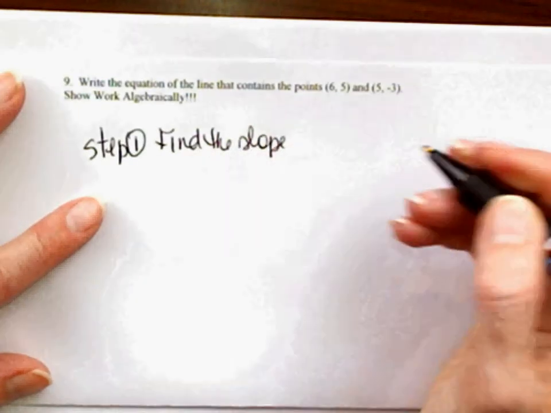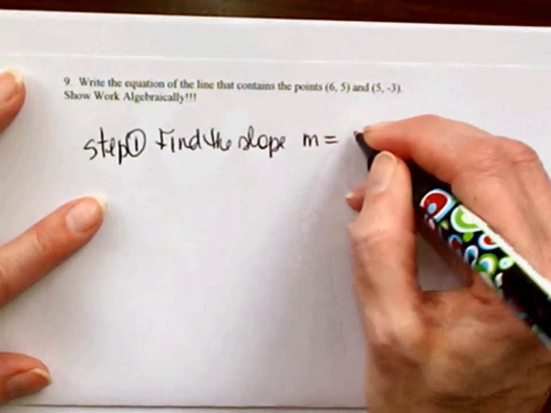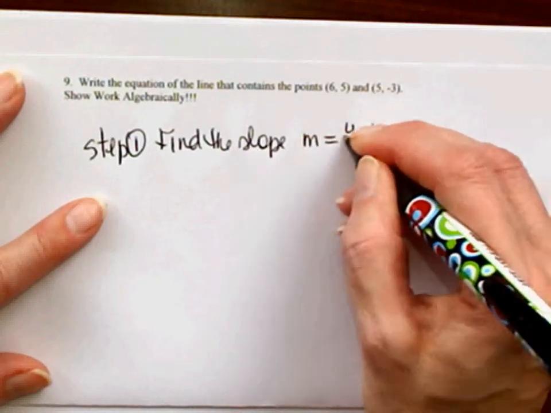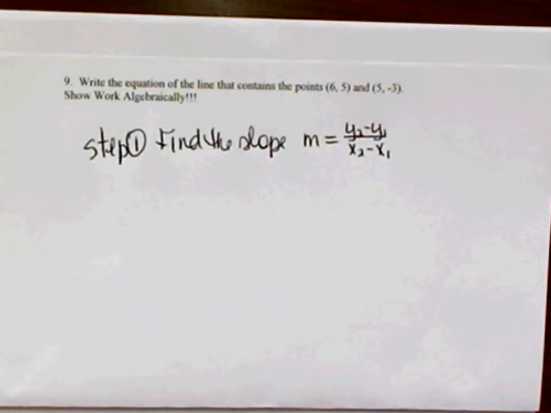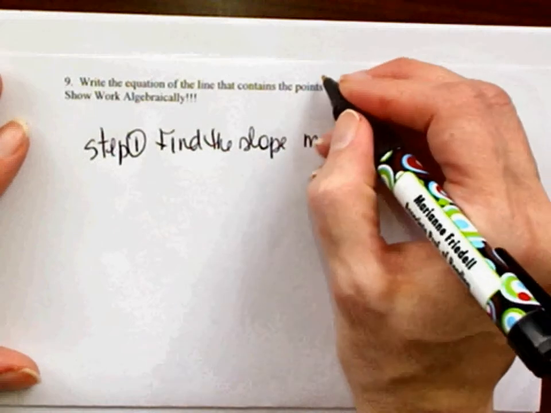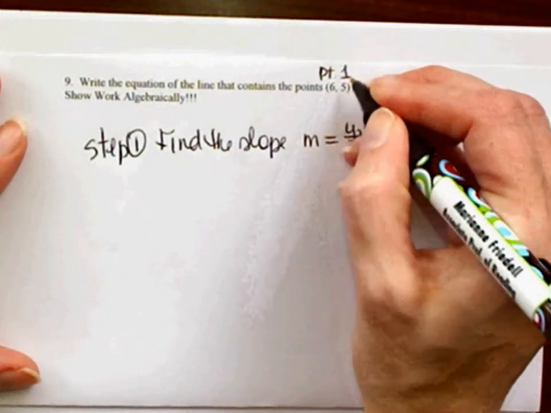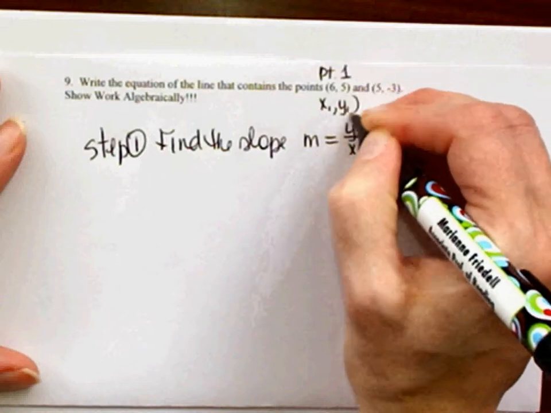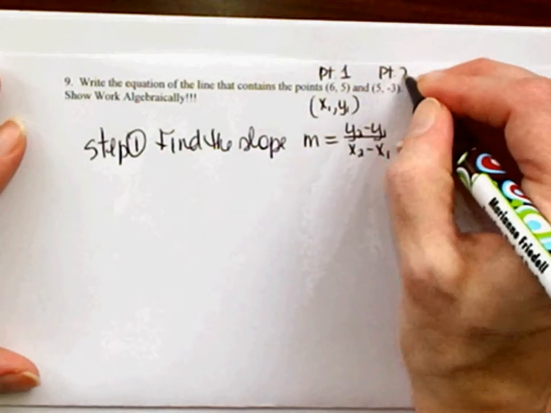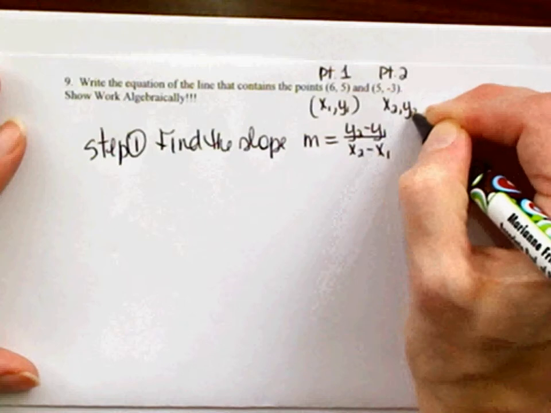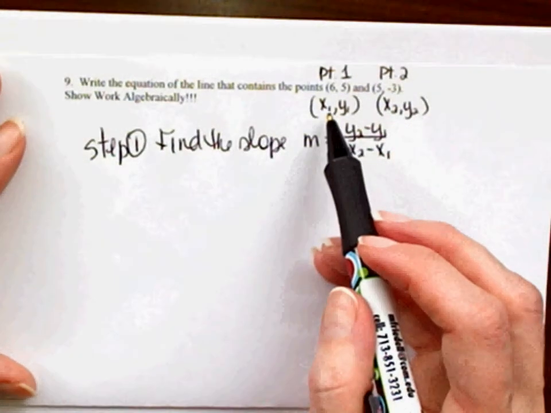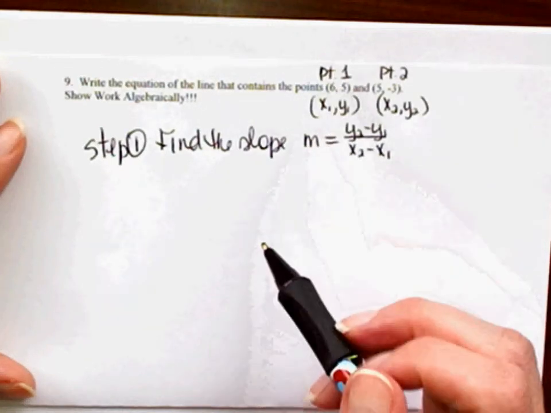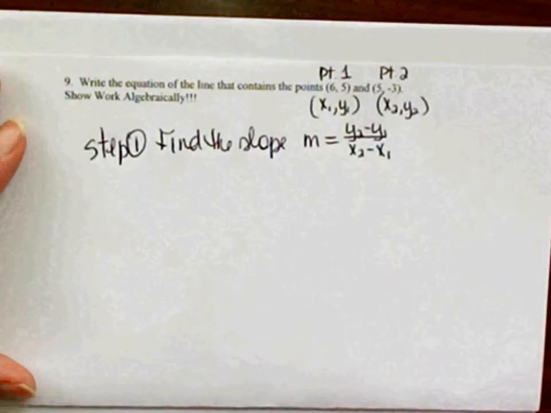Since they've given me 2 points, we're going to use m equals y sub 2 minus y sub 1 over x sub 2 minus x sub 1. So I have 2 points. I'm going to call this one point 1, which would be x sub 1, y sub 1, and point 2, which would be x sub 2, y sub 2. Notice the subscripts indicate the point that it goes with. Subscript 1 is point 1, subscript 2 is point 2.